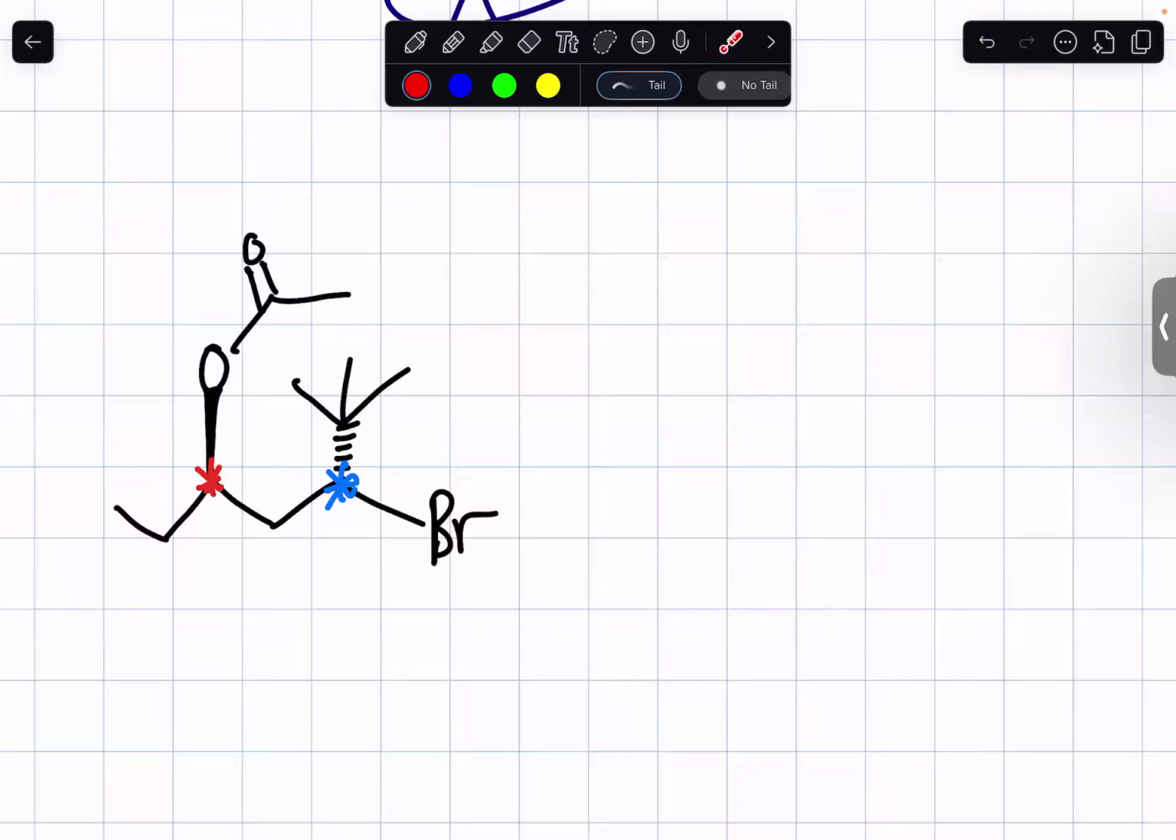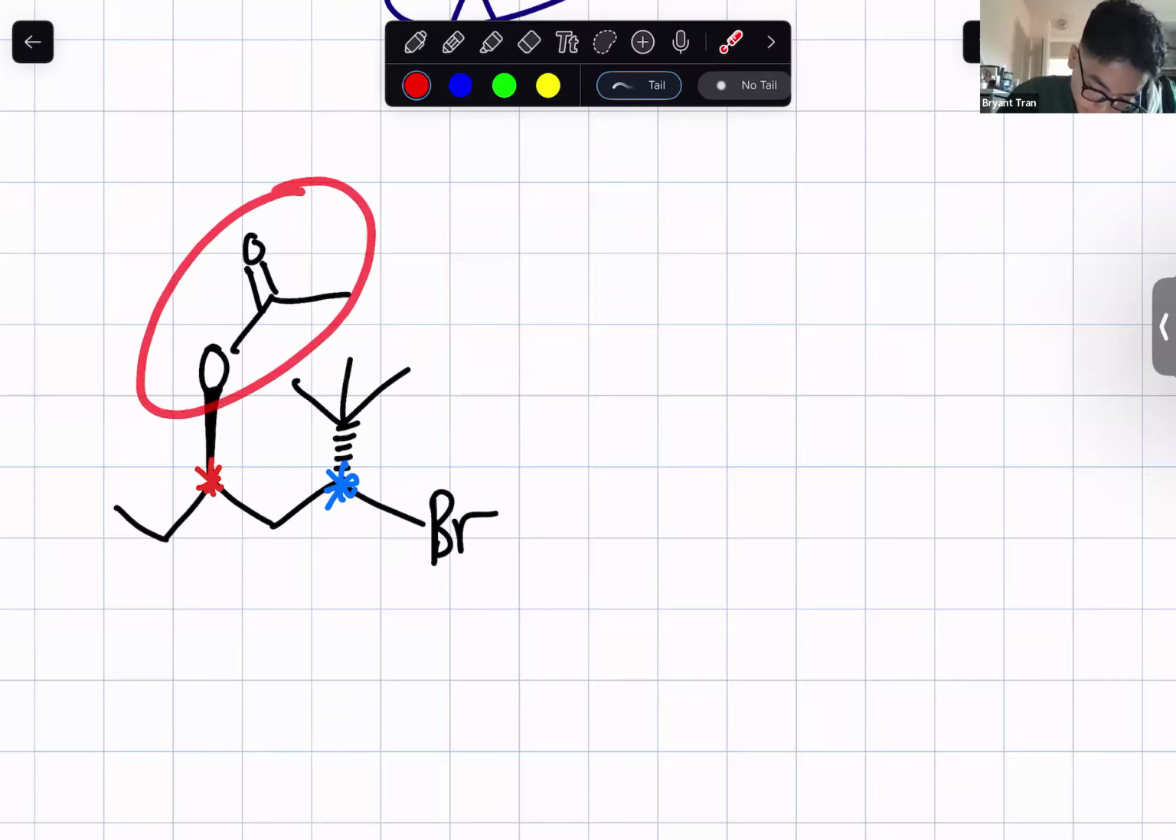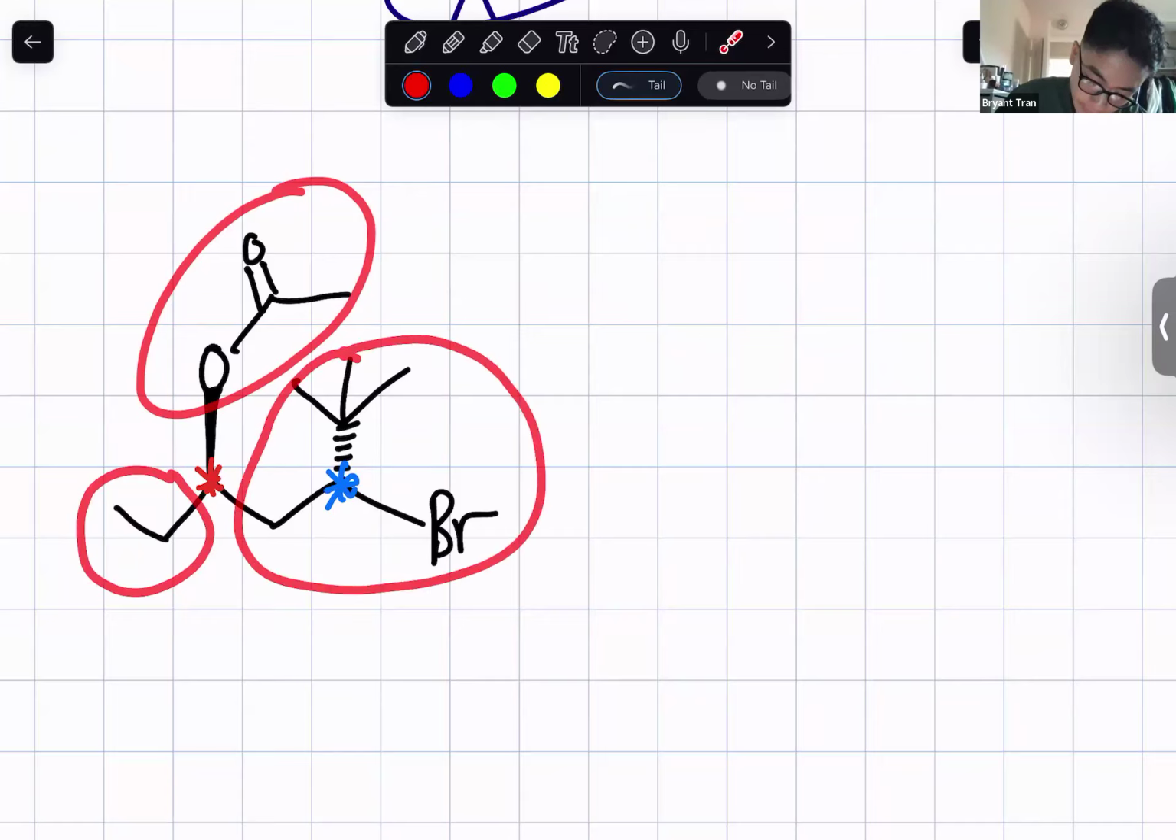How do you find the red one? The red one is a chiral center because there are four unique groups attached to it. There's this ester group, this ethyl group, this R group, this random group right here, and one more invisible group, which is the hydrogen here. The chiral center is always a carbon with four unique groups, and the fourth does not have to be invisible. In this case, it is invisible.